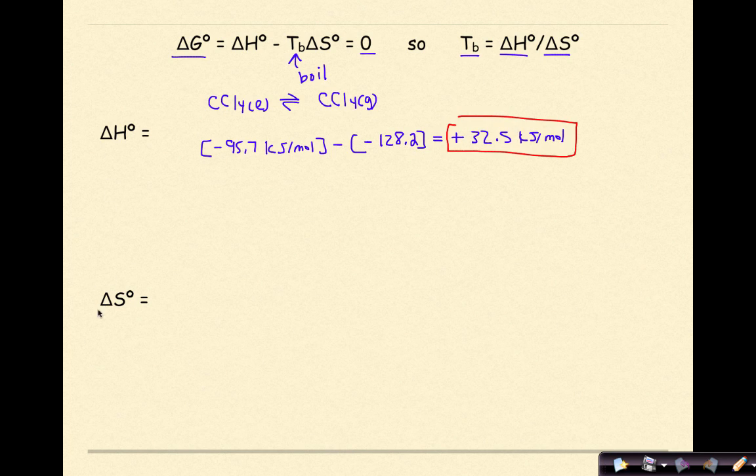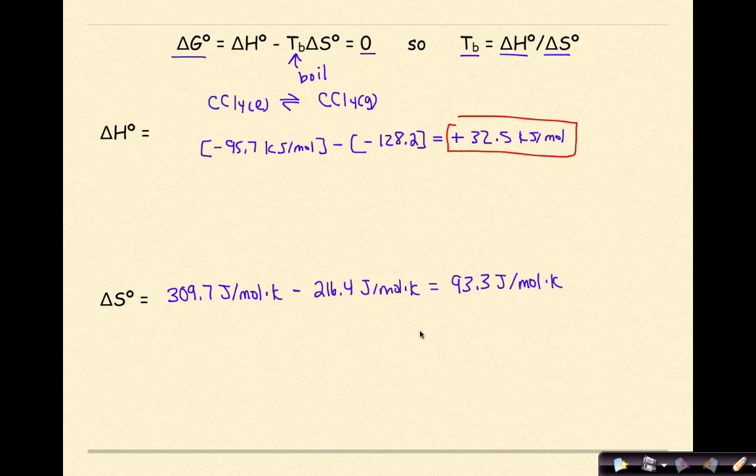So now what I'm going to do is solve for delta S at the standard state. So I'm going to find the value for CCl4 liquid, and that is 309.7 joules per mole Kelvin minus 216.4 joules per mole Kelvin. And when I take the difference of those two, I'm going to get 93.3 joules per mole Kelvin.